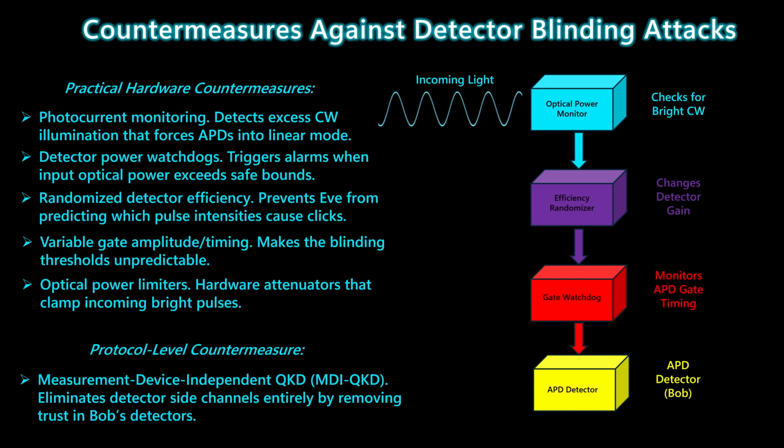At the protocol level, measurement device-independent QKD eliminates this vulnerability entirely. In MDI-QKD, the detectors are no longer trusted components. Even if Eve controls them completely, the security of the key is preserved. This architecture removes detector side channels altogether and represents the strongest long-term defense. With these countermeasures in place, modern QKD systems can reliably detect, resist, or neutralize detector blinding attacks.